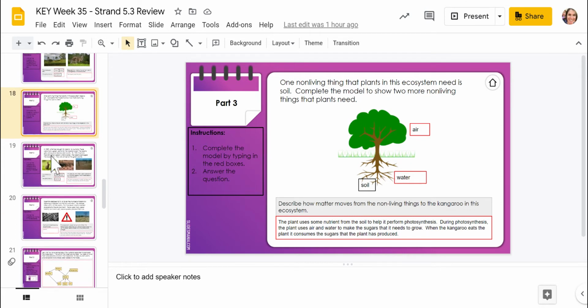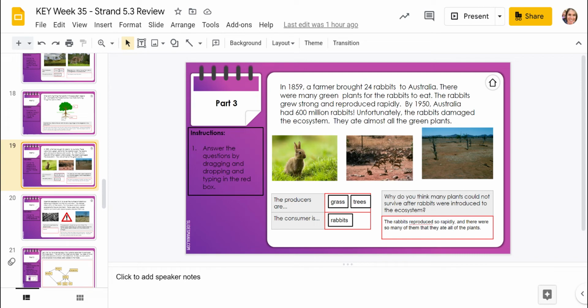So then we learned about what happened in Australia when they introduced rabbits. The rabbits reproduced, and over time, not even that long of a time, the ecosystem was decimated. That means that things died. There were no more green plants left. So in this case, the producers in this ecosystem are still the grass and trees. The consumer now is the rabbits.